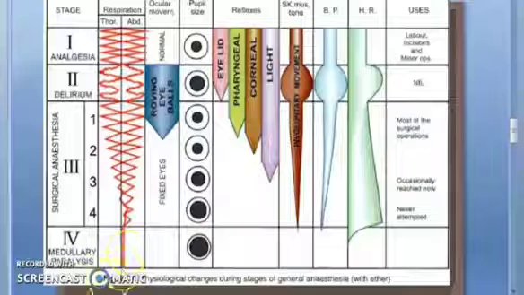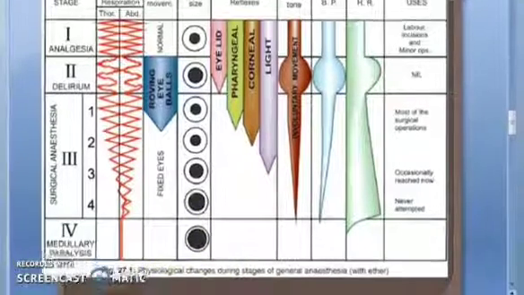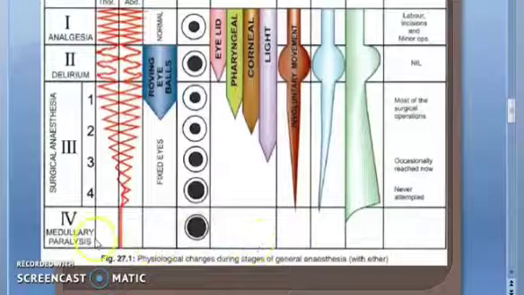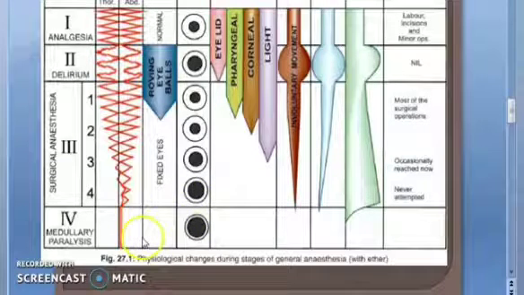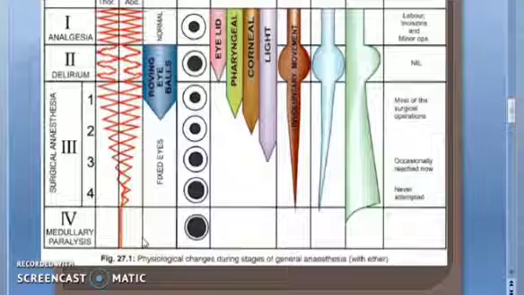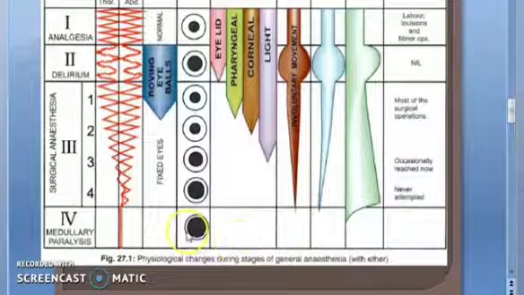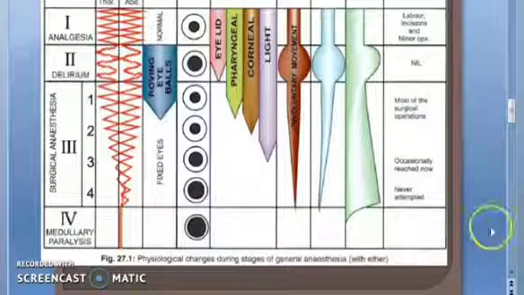Now let us move on to the fourth one, medullary paralysis. Here the breathing has stopped. There is a widely dilated pupil and the person can go into coma or death. Nobody actually wants to take you here, so don't worry. In medullary paralysis, the muscles are totally flabby, pulse is thready, imperceptible and BP is very low. This much you don't need for your MBBS level. Let's move on, guys.